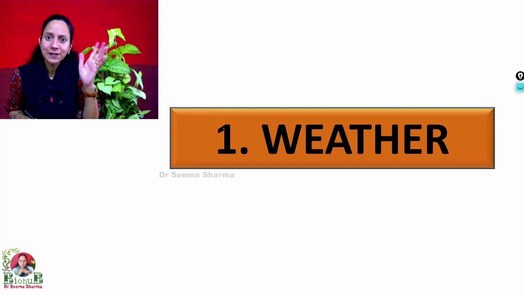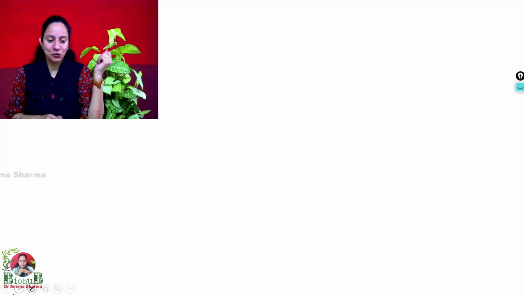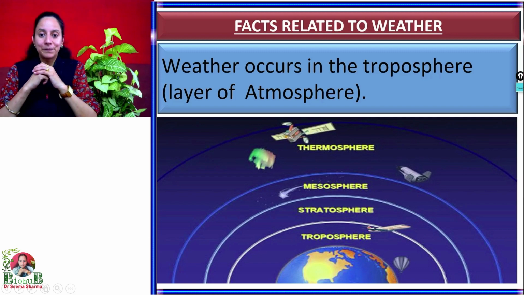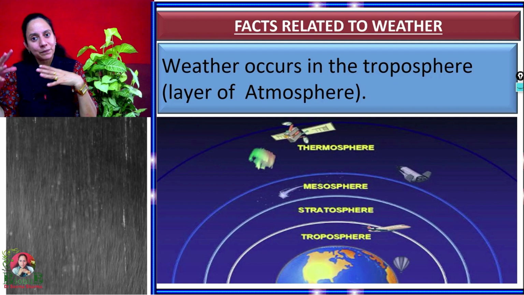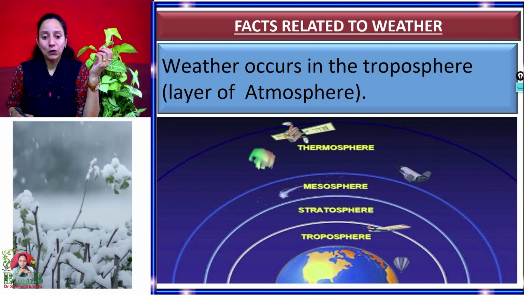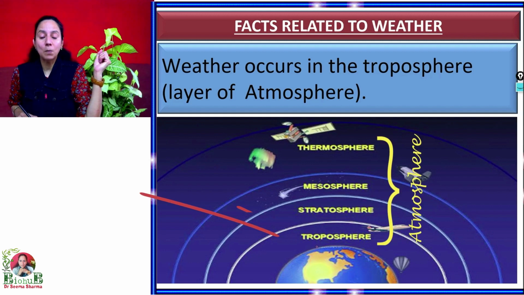Students, weather is a very important and interesting phenomenon. But before proceeding with the meaning of this term weather, I want to share a few interesting facts related to weather with you all. Weather, जिसको कि हम मौसम बोल रहे हैं. So this मौसम means बारिश, hailstorm, drizzling, snowfall. ये सब कुछ कहाँ हो रहा है? It is taking place in the troposphere layer of the atmosphere.